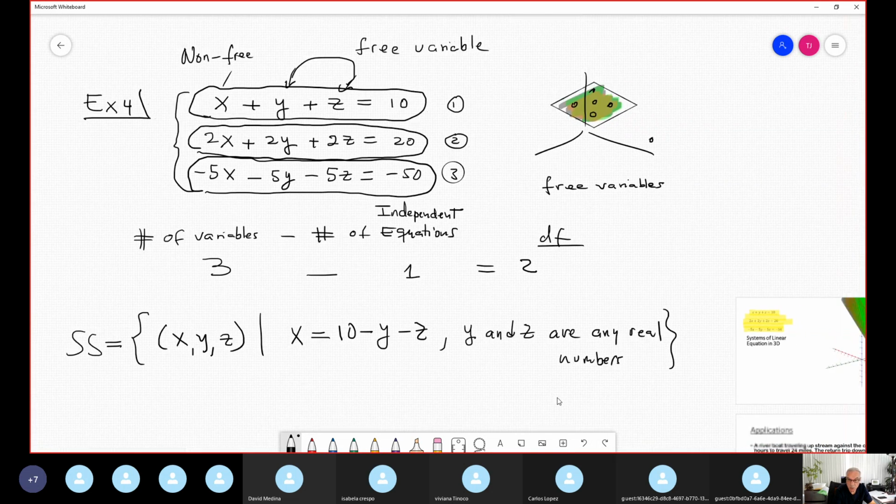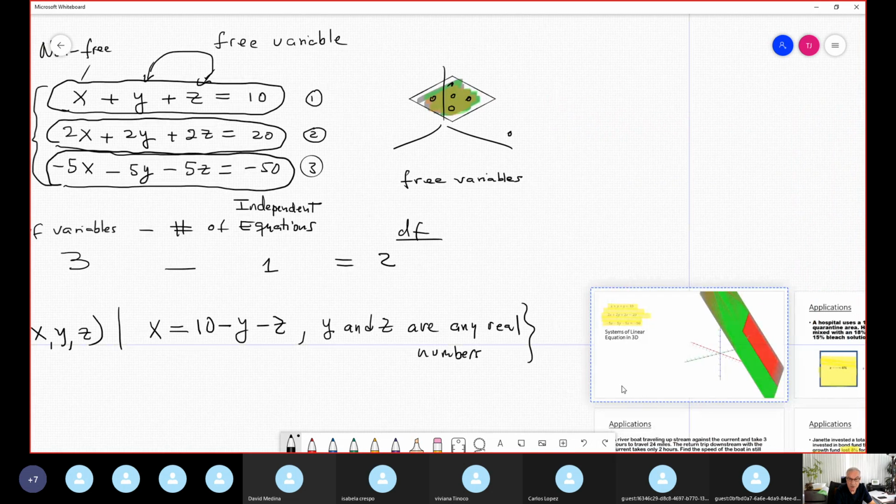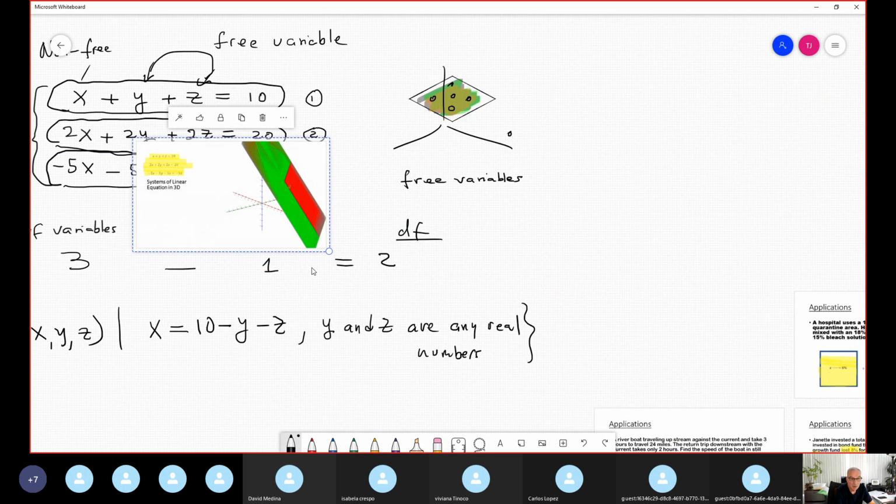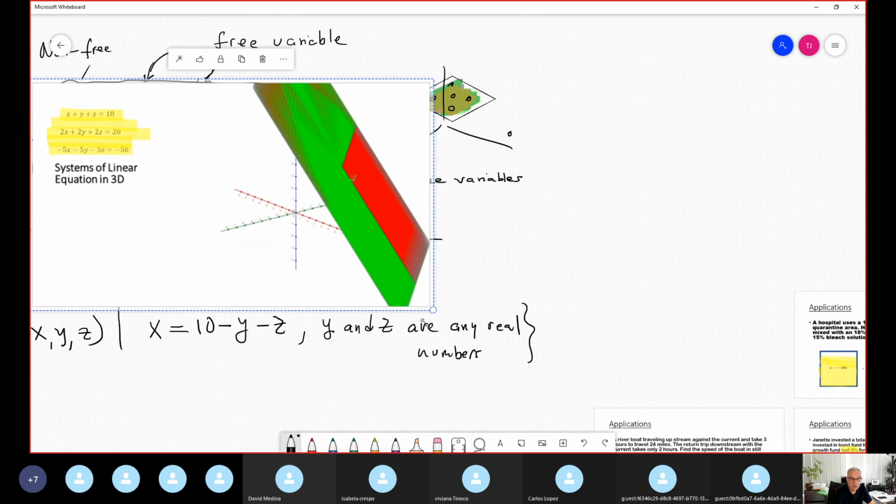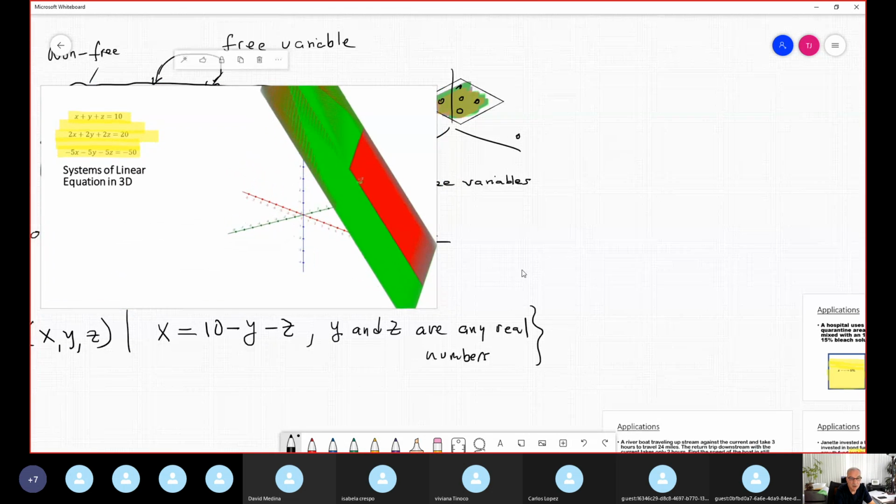Okay, let me show you the interpretation of this. Look. The interpretation is, I put the equation in the software.